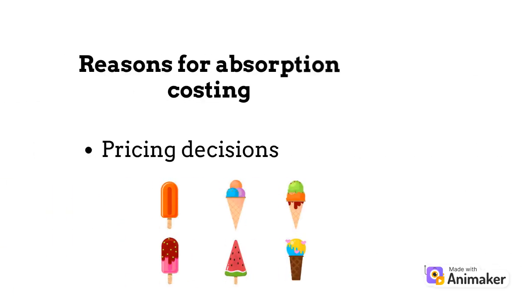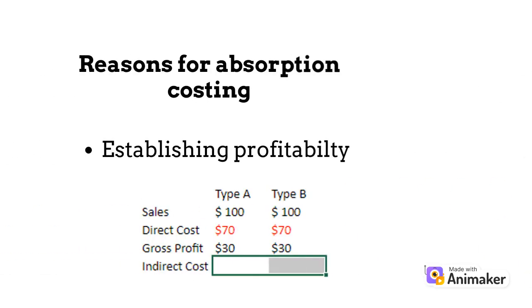The second reason refers to pricing decisions. You have to decide on prices for different types according to the costs they incur. Let's say type A and type B ice creams consume different volumes of indirect costs. It would be irrational to decide on the prices without considering this difference.